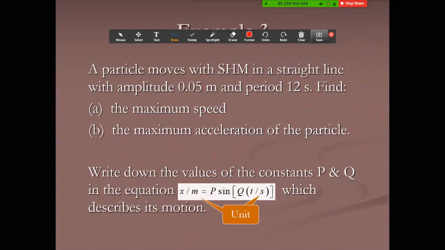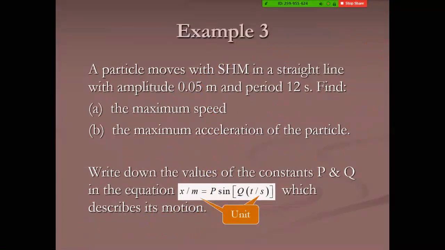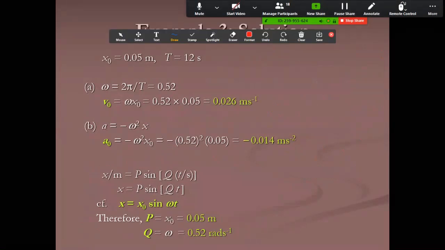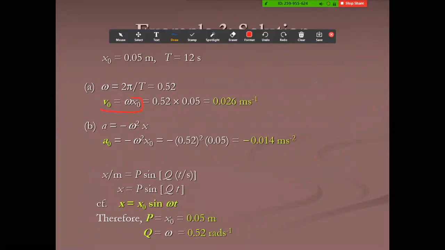The next slide shows the working. So v naught is omega x naught. Remember, v naught is omega x naught, and a naught is negative omega squared x naught. Then this is the substitution.